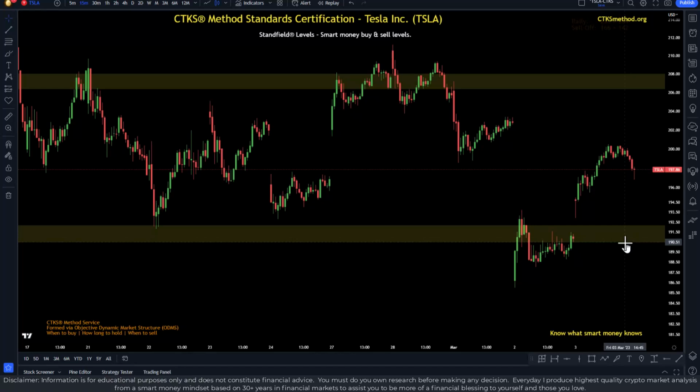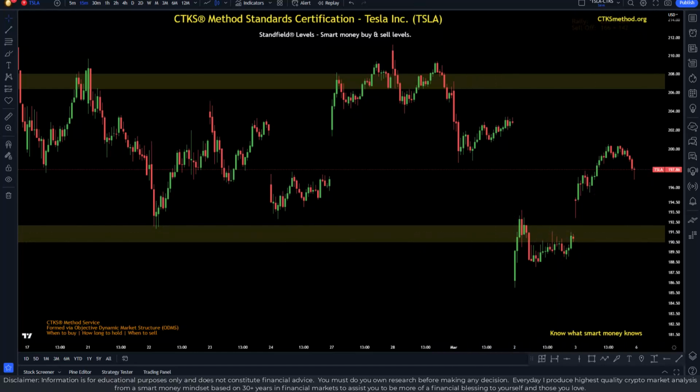What we can see with Tesla between 190.51 and approximately 192.25, there is a smart money buy level in Tesla. We saw recently that Tesla sold off dramatically and was caught by this smart money buy area.